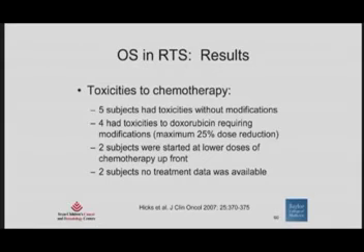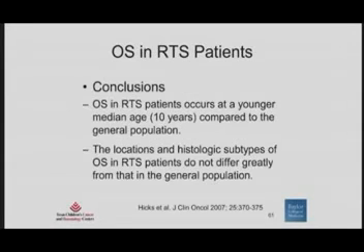In terms of toxicities to chemotherapy, 5 subjects had toxicities without any modifications in their chemotherapy dosing. 4 had toxicities to doxorubicin, which is one of the chemotherapy agents used to treat osteosarcoma, and they required modifications, but the maximum modification was 25%. 2 subjects were actually started at lower doses of chemotherapy up front, and for 2 subjects we did not have treatment data. So in conclusion, osteosarcoma in RTS patients occurs at a younger age compared to the general population.